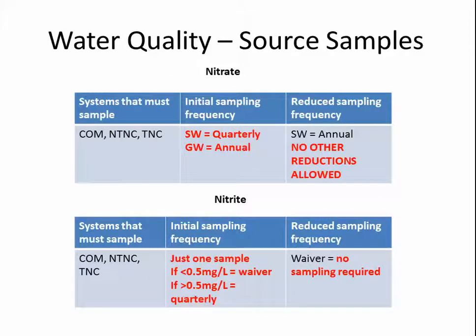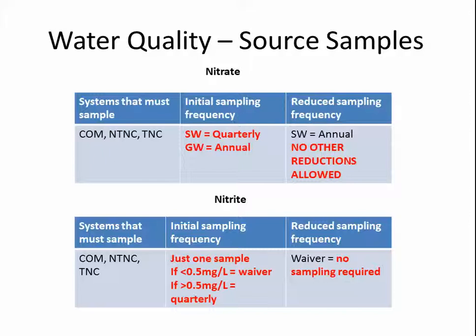Okay, nitrate and nitrite are required for all public water system types. Nitrate, initially the sampling frequency is quarterly for surface water and annually for groundwater. Surface water can go to annual sampling, but there is no other reduction allowed. If it's once a year, that is as good as it gets for nitrate, and it doesn't get any better.